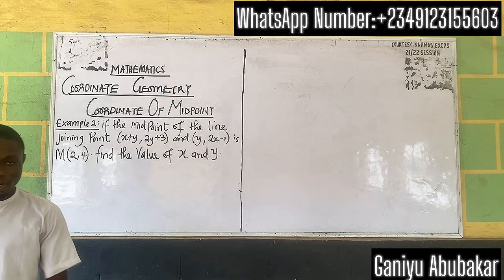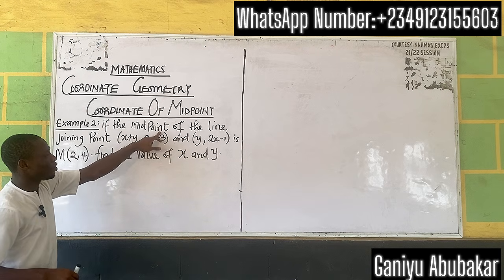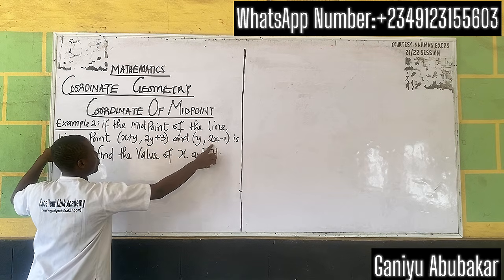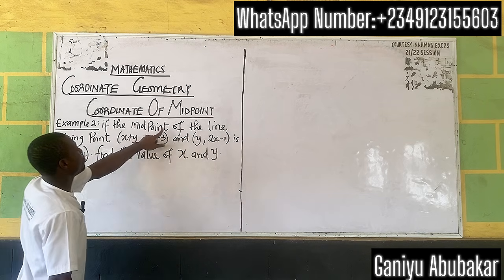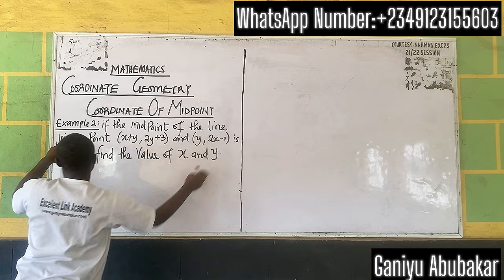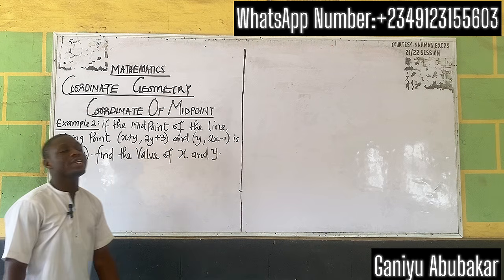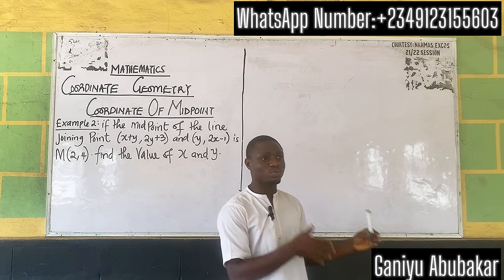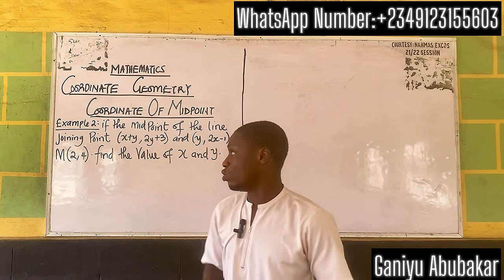All right, so let's get this done. It says if the midpoint of the line, let's say, let me call it line A and line B. So this is point A and point B, for instance. So they said if the midpoint of the line joining point A and B is this, so they give us midpoint as 2, 4. It says find the value of what? X and Y. First things first, identify which one is x1, which one is x2, which one is y1, which is y2.